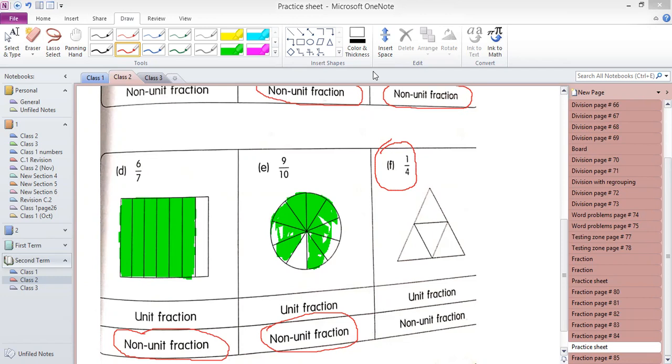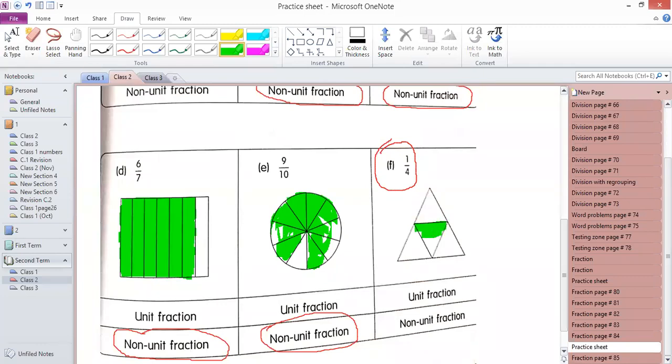Hamza Muhammad. Yes, sir. To make it 1/4, how many parts of this figure should I color? One. Only one? Yes. Are you sure? Yes. Okay. So I'm going to color one part.